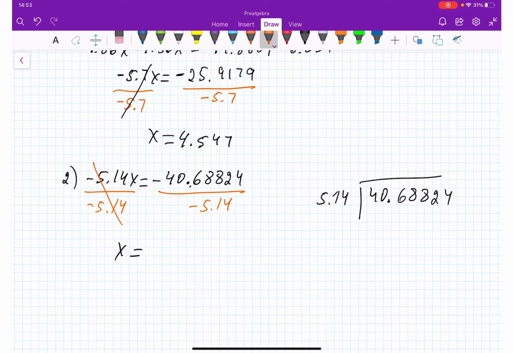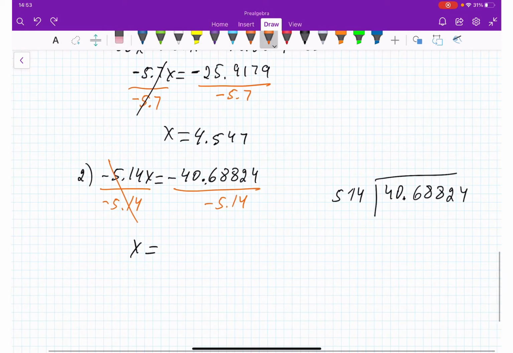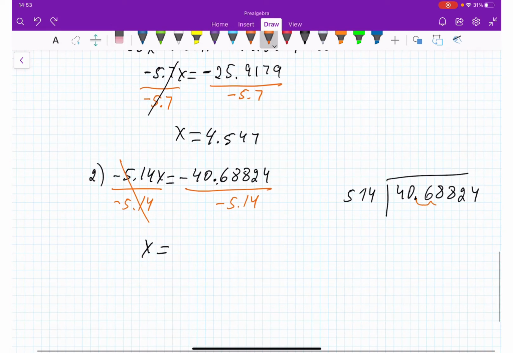Okay, 5.14, so moving by 2 positions, right? To get 514. And here are also 2 positions. Oops. Moving 2 positions, 1 and 2, so it's going to be here.